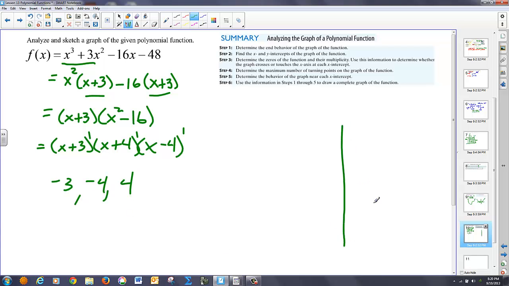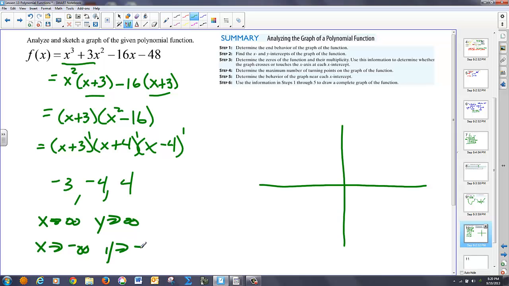I'm going to start graphing this. I also know that I have an x cubed graph, which means end behavior as x goes to infinity, y goes to infinity, as x goes to -infinity, y goes to -infinity, which means over here, as x gets bigger in the negative direction, y gets bigger in the negative direction. As x gets bigger in the positive direction, y gets bigger in the positive direction. So those are where I'm going to end up.